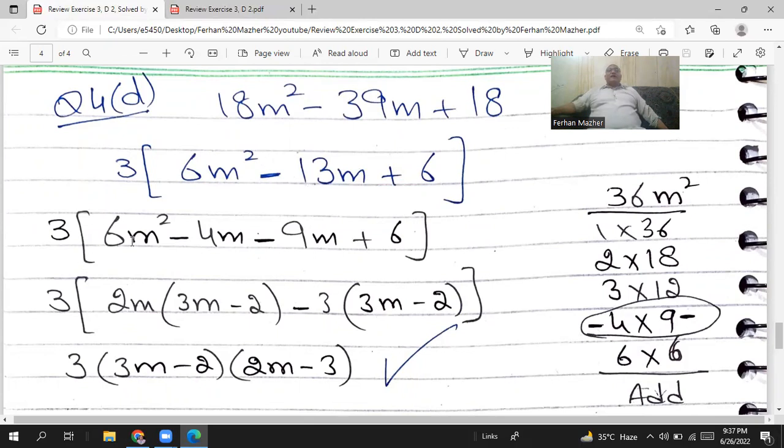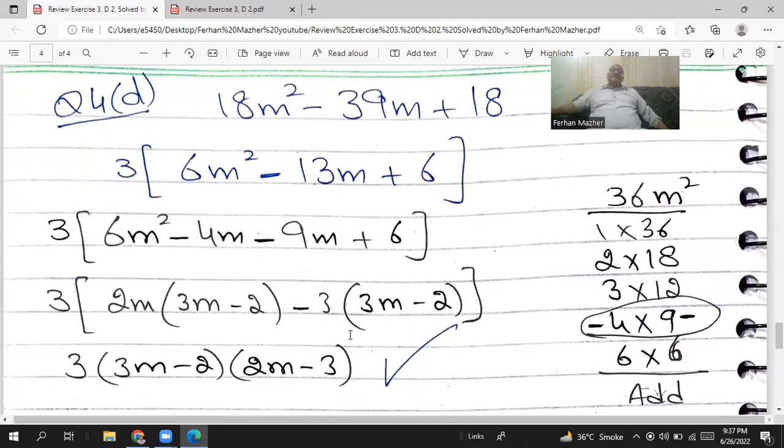So 3 square bracket 6m squared minus 4m minus 9m plus 6 square bracket close. From the first two terms, you can see 2m is common. So bracket 3m minus 2 inside the bracket, minus. From the last two terms, minus 3 is common. So inside the bracket, you will have 3m minus 2, bracket close, square bracket close.